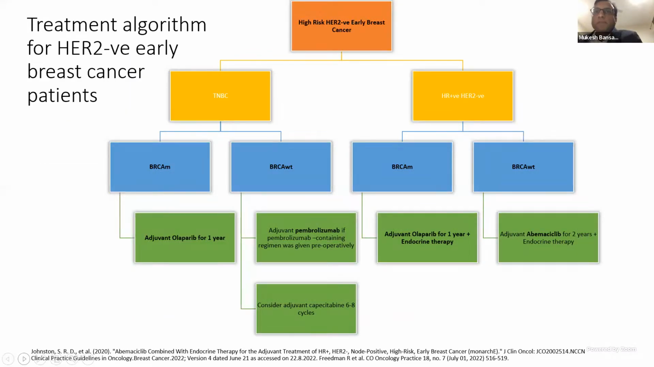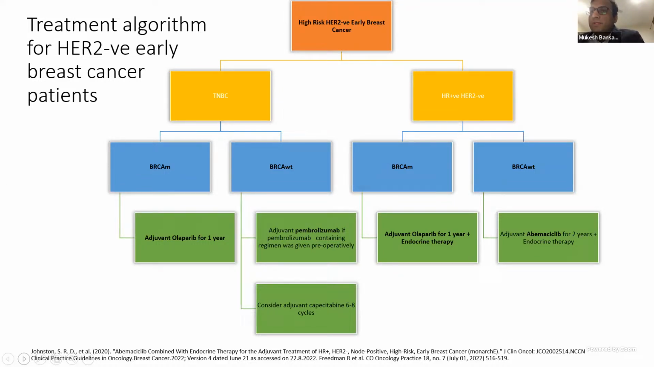So coming to the treatment algorithm for HER2 negative early breast cancer patients, first we have to see if it is triple negative or hormone positive. In triple negative, whether it is BRCA mutated or BRCA wild type. In BRCA mutated, adjuvant olaparib for 1 year in high risk patients. In the BRCA wild type, we can have adjuvant pembrolizumab if pembro was used in the neoadjuvant setting, and we can consider adjuvant capecitabine for 6 to 8 cycles if the pCR is not achieved.